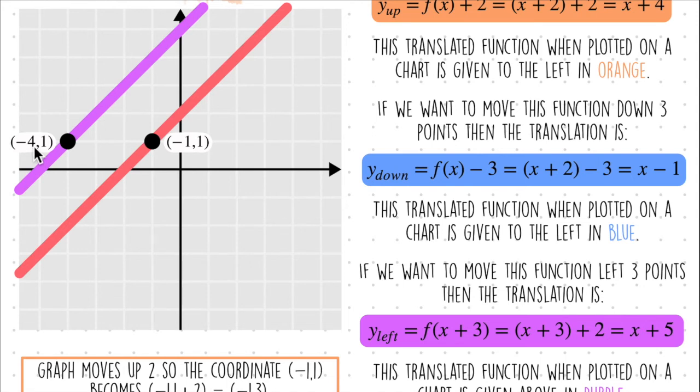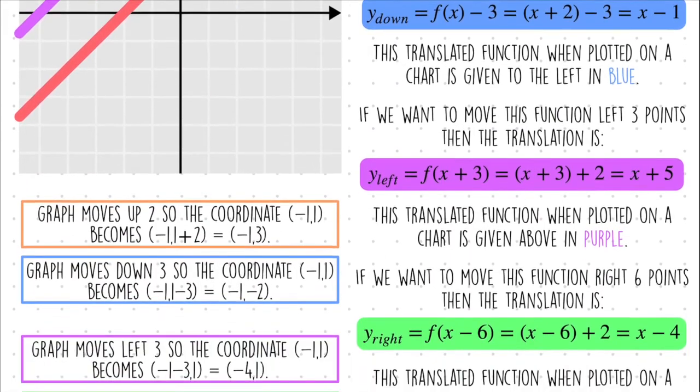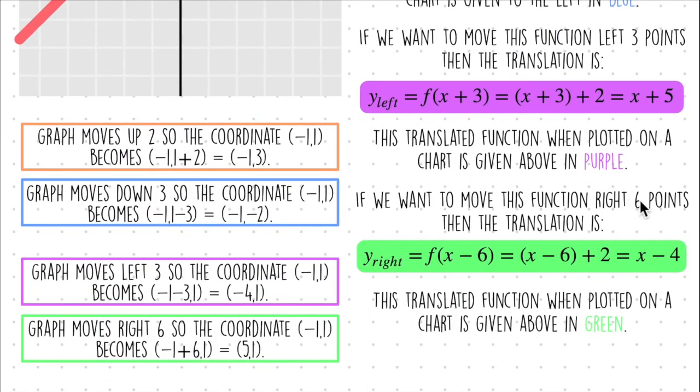Alright, what about moving a function's graph to the right? Again, we still have our original function, y is equal to f of x, where f of x is equal to x plus 2. And suppose we want to move our function to the right by 6 points. Well, as we've learned, we need to replace every value of x in the function with x minus 6. So here, our translated function is given by y subscript right, which is equal to f of x minus 6, which is then x minus 6 plus 2. Remember, this used to be just x in our original function, but we're replacing every value of x by x minus 6. So that's where this comes from. And this plus 2 is from the original function. This then simplifies to x minus 4.